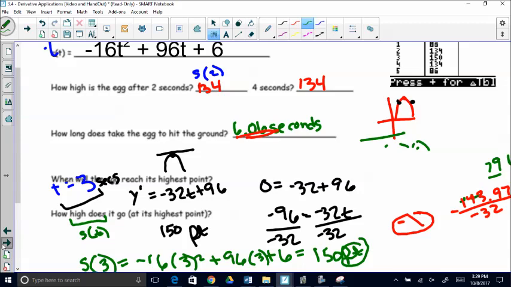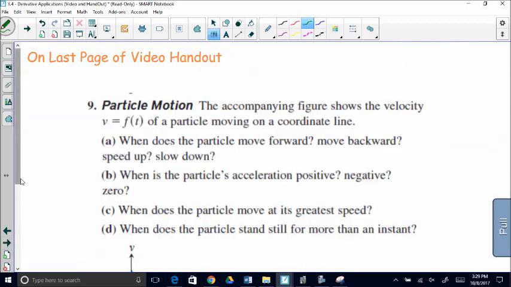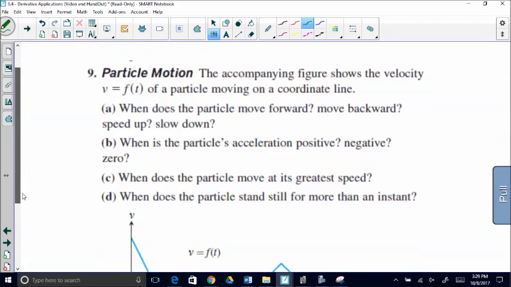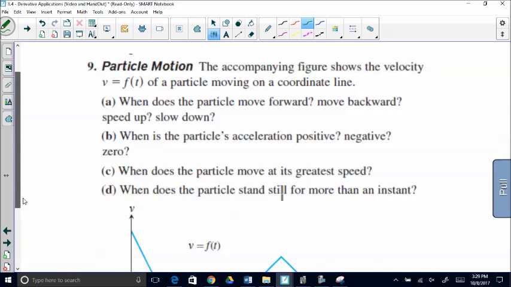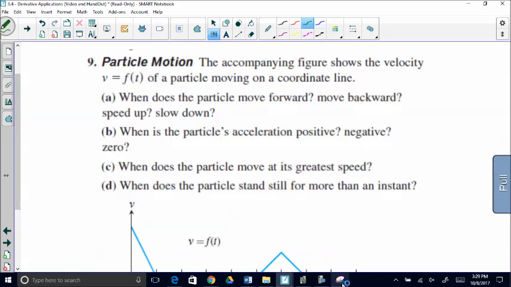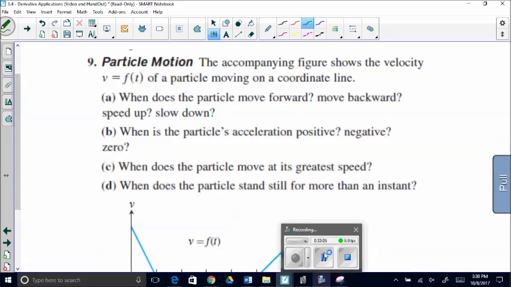Alright, so we have 2 quick questions to look at and we'll be done. So this should be in your notes still. The accompanying figure shows the velocity of a function moving on a coordinate line. Let me go ahead and make this a little bigger, or a little smaller.